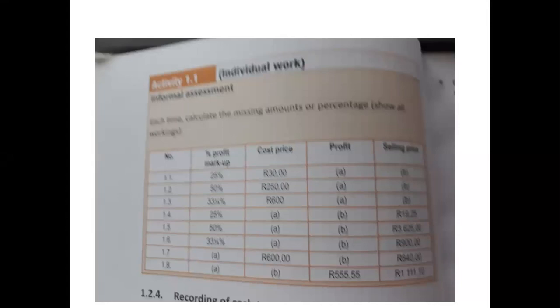Or they might give you one like 1.8, for instance. There they've given you the profit amount and the selling price. So first I will calculate the cost price. How do you calculate the cost price? You take your selling price minus your profit amount. And then to get your profit percentage, we've done it with 1.7 as well: you take your profit amount divided by cost price times 100. So basically I've repeated the different kinds of formulas, how you can do these calculations.